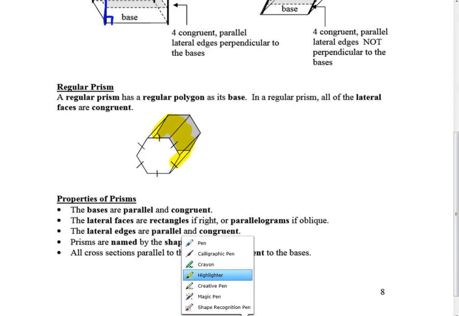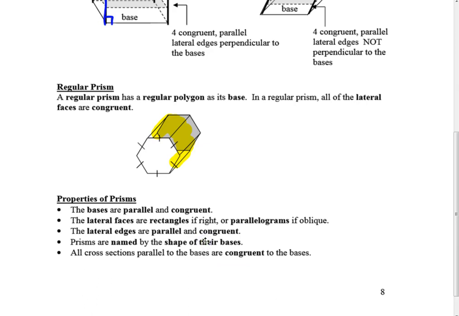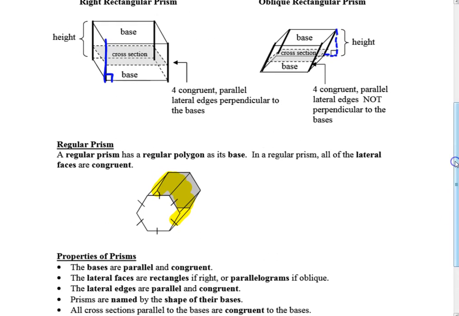So in prisms, let's identify some properties. The bases are parallel and congruent. The lateral faces are rectangles if it's right, or parallelograms if it's oblique. The lateral edges are parallel and congruent, and we name them by the shape of their base. And all cross sections parallel to the bases are congruent to the bases. So basically you can think of a prism as the base stacked on top of each other. One example I use is sticky notes. A packet of sticky notes is like a rectangular prism that you have all stacked up on top of each other.